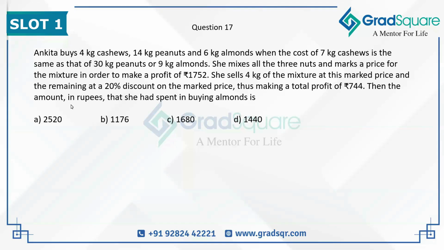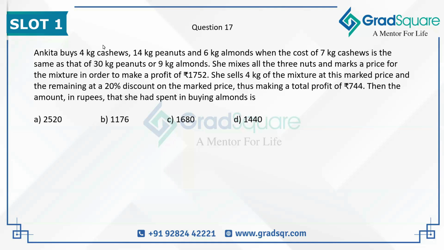Let's have a look at this question. It says Ankita buys 4 kgs of cashew, 14 kgs of peanuts, and 6 kgs of almond at a cost where 7 kgs of cashews is the same as that of 30 kgs of peanuts or 9 kgs of almond. So there is cost of cashew, peanut, and almond involved in it.